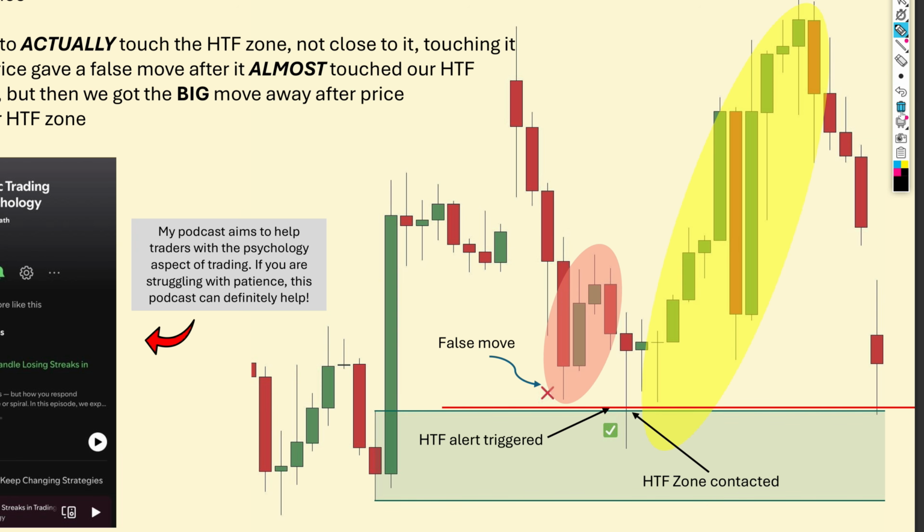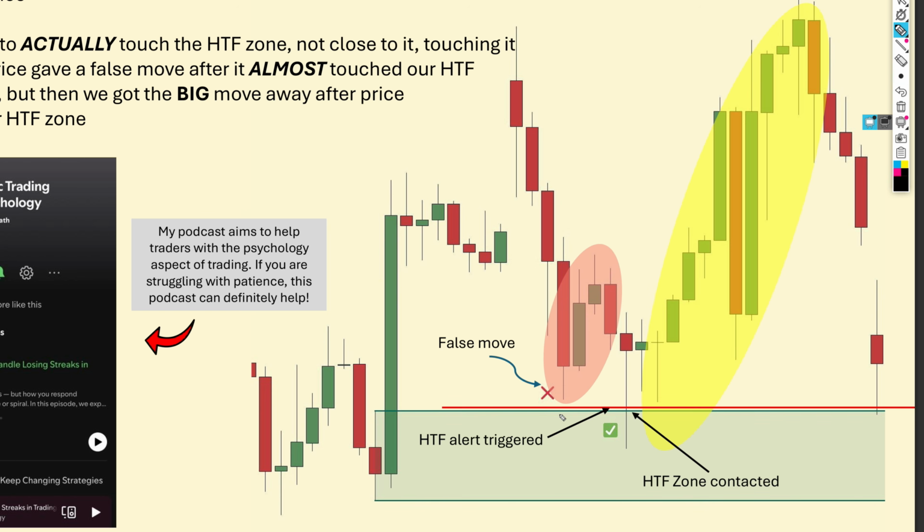That's why I also like alerts, because I might have seen this and thought, oh, it's close enough, I'm going to take a trade, and I might have taken a loss. If I just set my alert at the zone or just a little bit before the zone, it would have prevented me from trading this false move, and I would have had my higher time frame alert triggered. Then we're looking for trades, and look at the move we got after that. So again, patience is so important. We don't want to get caught in these false moves.